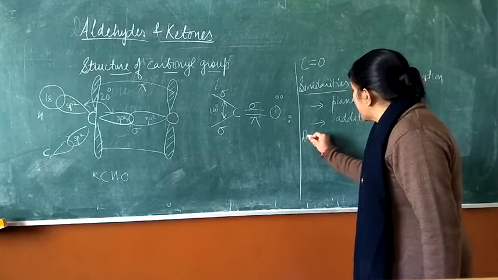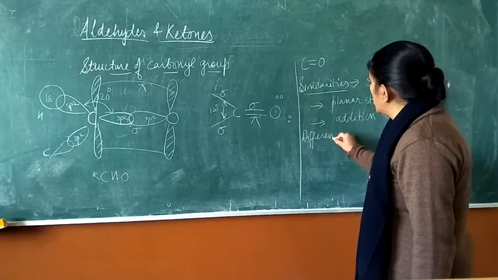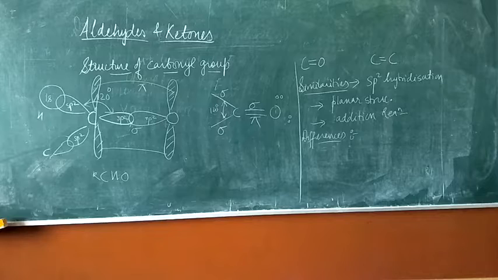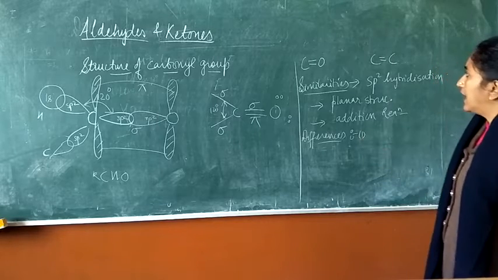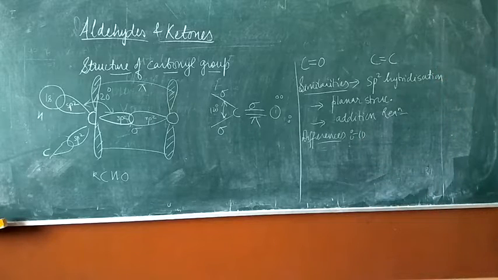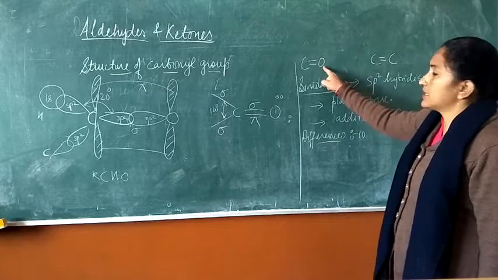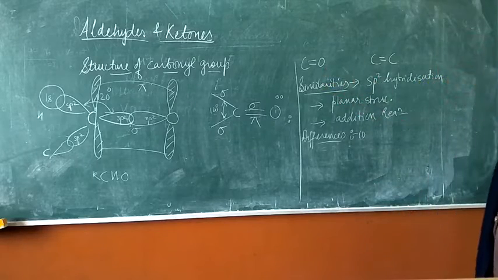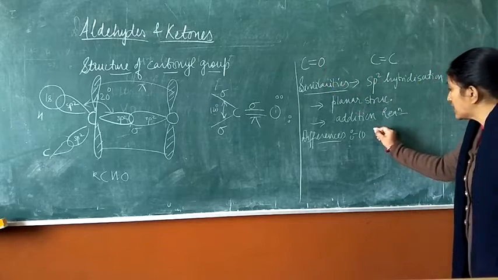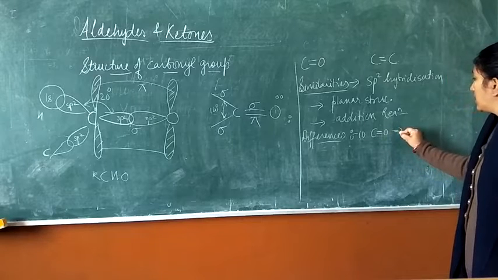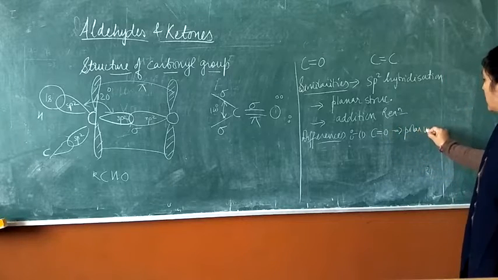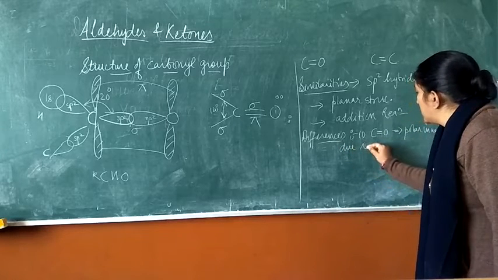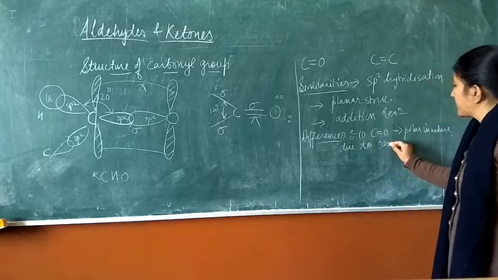Right? Now, next come the differences between the 2 types of bonds, C double bond O and C double bond C. Students, the first difference is that in carbonyl we have a more electronegative oxygen atom. You can see here double bond O, right? And due to resonance, students, it gains a polar nature. So we can say that C double bond O is polar in nature due to resonance.